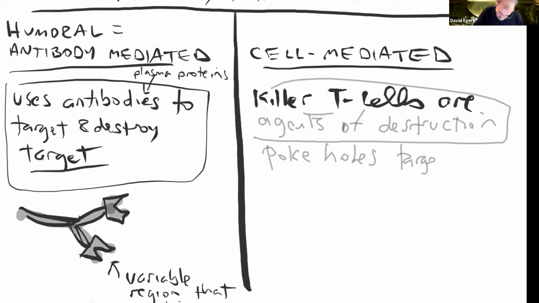Just like we saw with the natural killers, you're going to insert those perforins into the target, as well as send in these other enzymes that help destroy it. So that's one of the big differences. The other big difference between them is that they use a different subtype of lymphocytes. Cell mediated has lymphocytes that mature in the thymus gland, and they call them T lymphocytes.